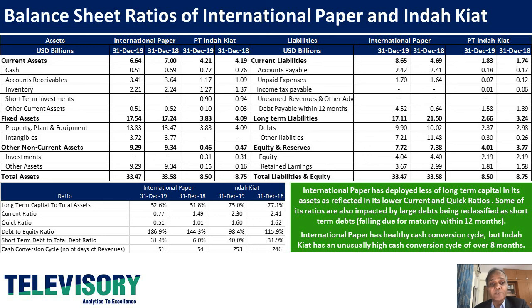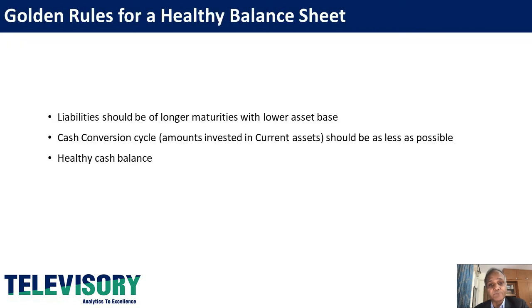It also has a higher proportion of debt, but then what's interesting is its cash conversion cycle is much smaller than Indah Kiat's, which is exceptionally high, and at some stage in future videos we'll look at why, because here it shows more than 8 months of cash conversion cycle.